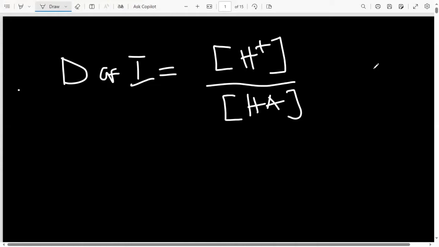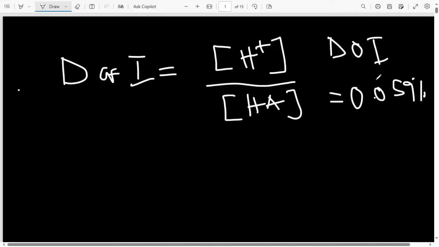This is the formula that we use to find the degree of what? Ionization. But in this case, we've been given that the degree of ionization, the DOI, we've been given that it's what? 0.059%. Okay, so we have to equate this to this guy in order to find this guy, because we have the value for this guy. The concentration of HA was given as the concentration of this acid. We were given that it is 0.1 molar. Okay, so we also have the degree of ionization. We also have the concentration of this.